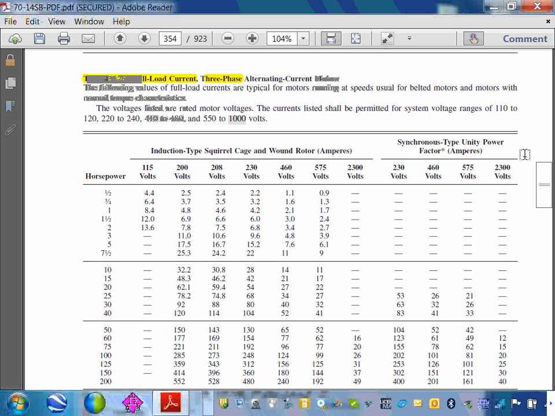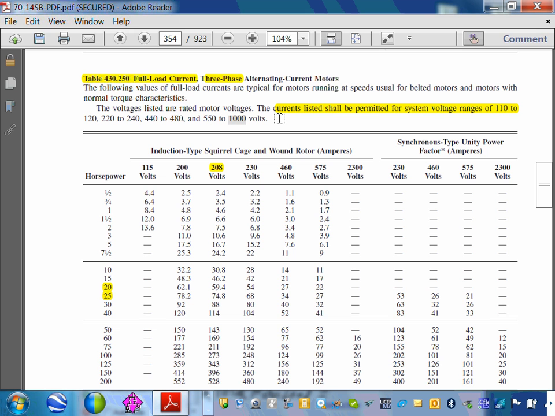What was the horsepower of that motor? 20 horsepower? Okay, here's my 20 horsepower. Now, I want to bring your attention to the voltage. When it's 208, you go to the closest. The 208 is easy because it's right here. I want to highlight this, guys, because these are ranges of voltages. If your voltage is between the listed values, you go to the closest voltage.